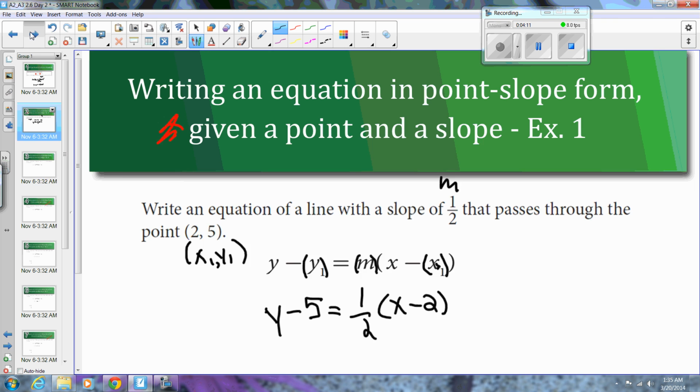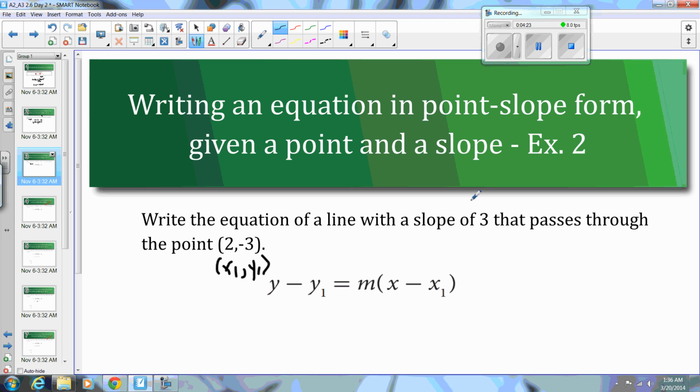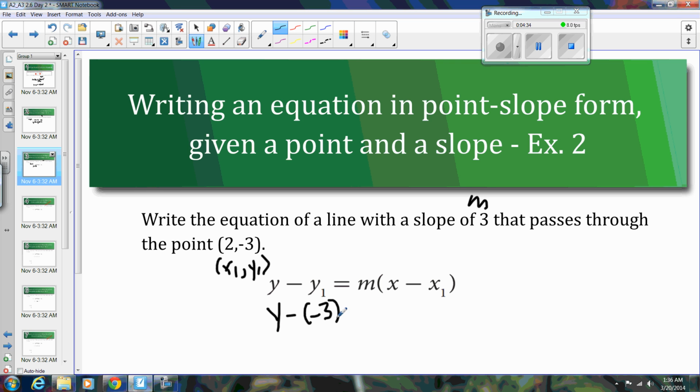Let's look at another one. Write the equation of the line with a slope of 3 that passes through the point 2, -3. Here we have something a little bit more difficult. Note this is still just x1, y1, right? And this is still m. But note what happens here. This is a negative value of y. So when I substitute, what am I really doing? I need to substitute -3 here. It's still y minus a y1, so it's y minus a -3.